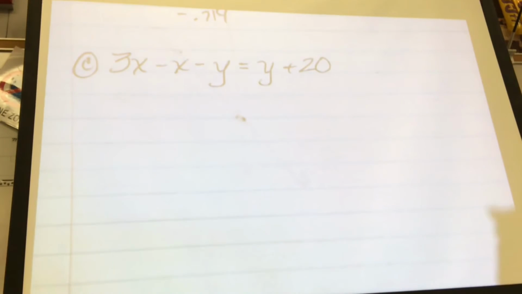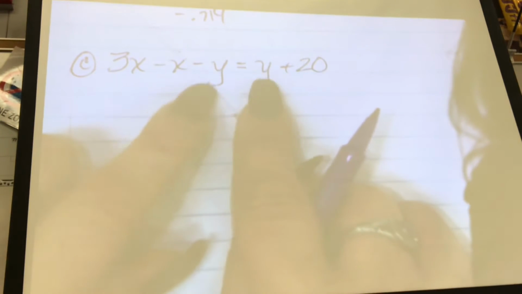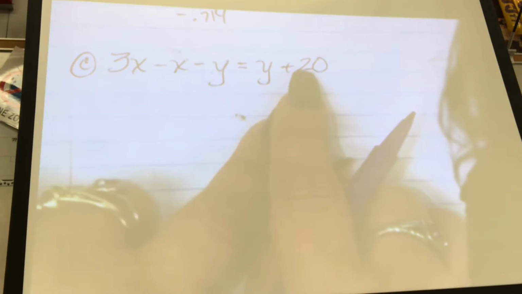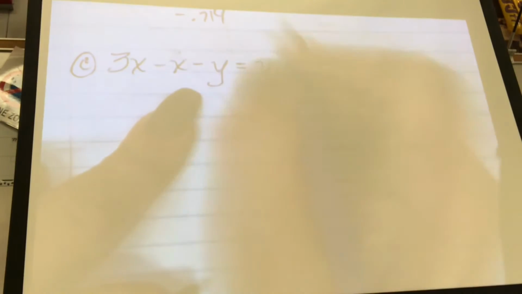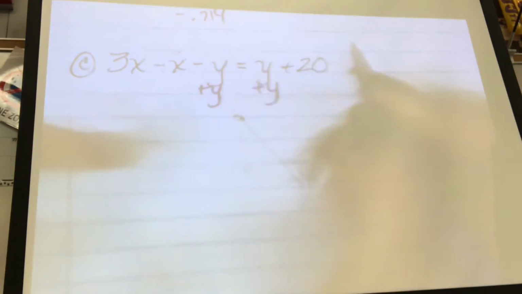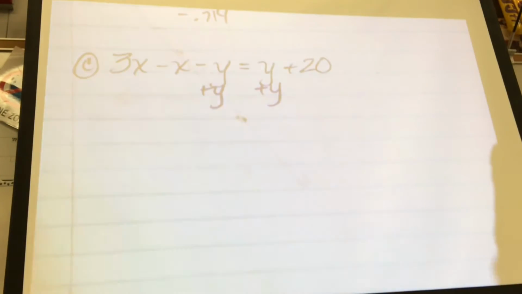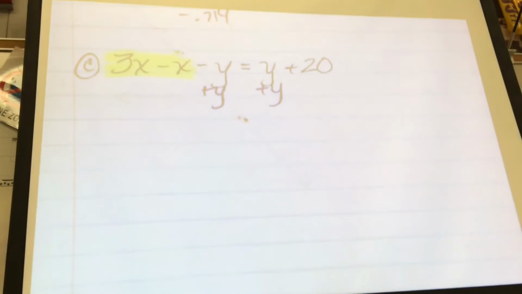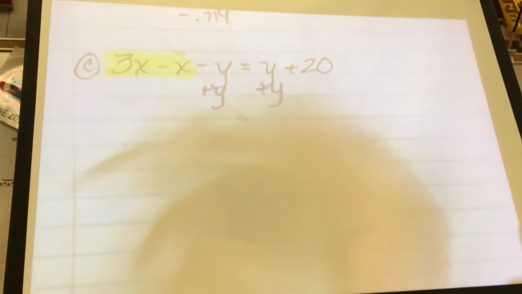Yeah, good. All right, so he noticed that these are like terms, right, Noah? But he also noticed they're on opposite sides of the equal sign, so he has to do opposite operations. Very good. So we're going to add y and add y. And then, do you notice something else right here, Jacob? Yes, 3x take away an x is 2x's. Very good.